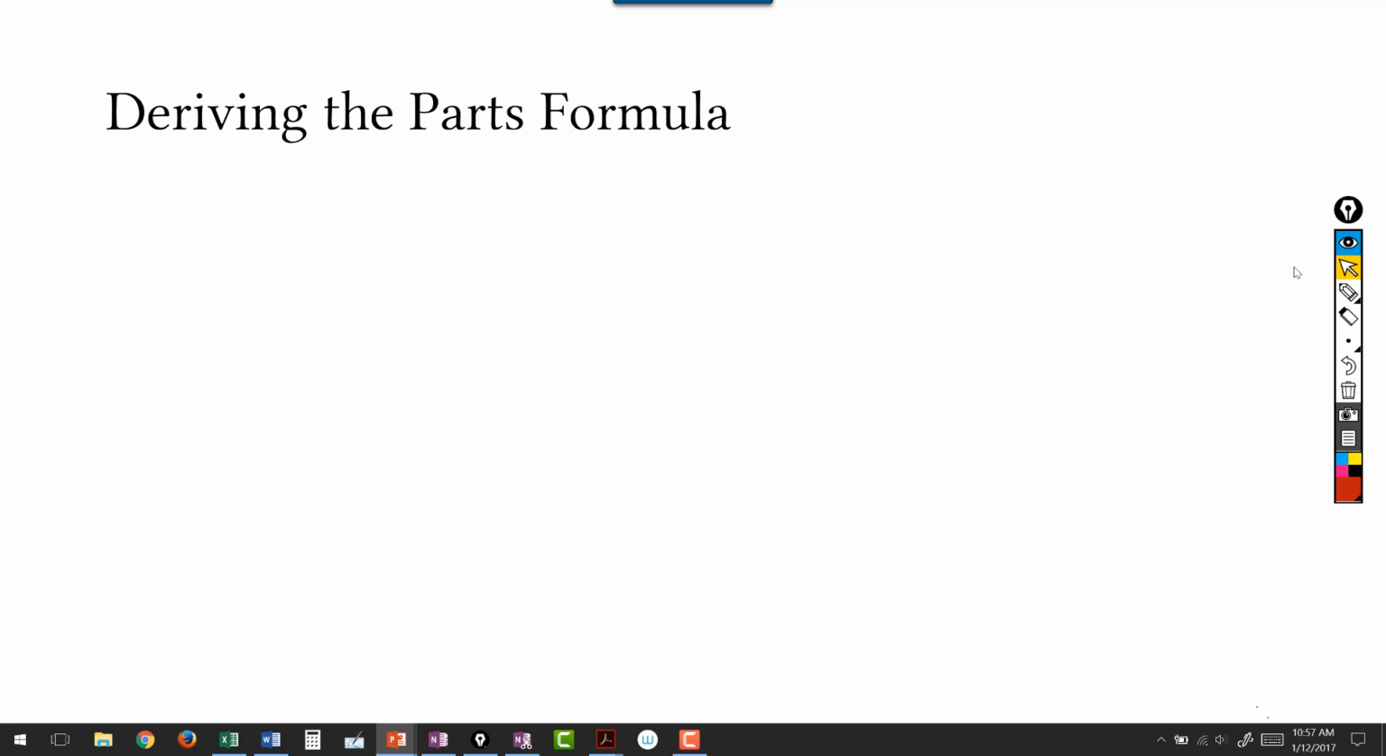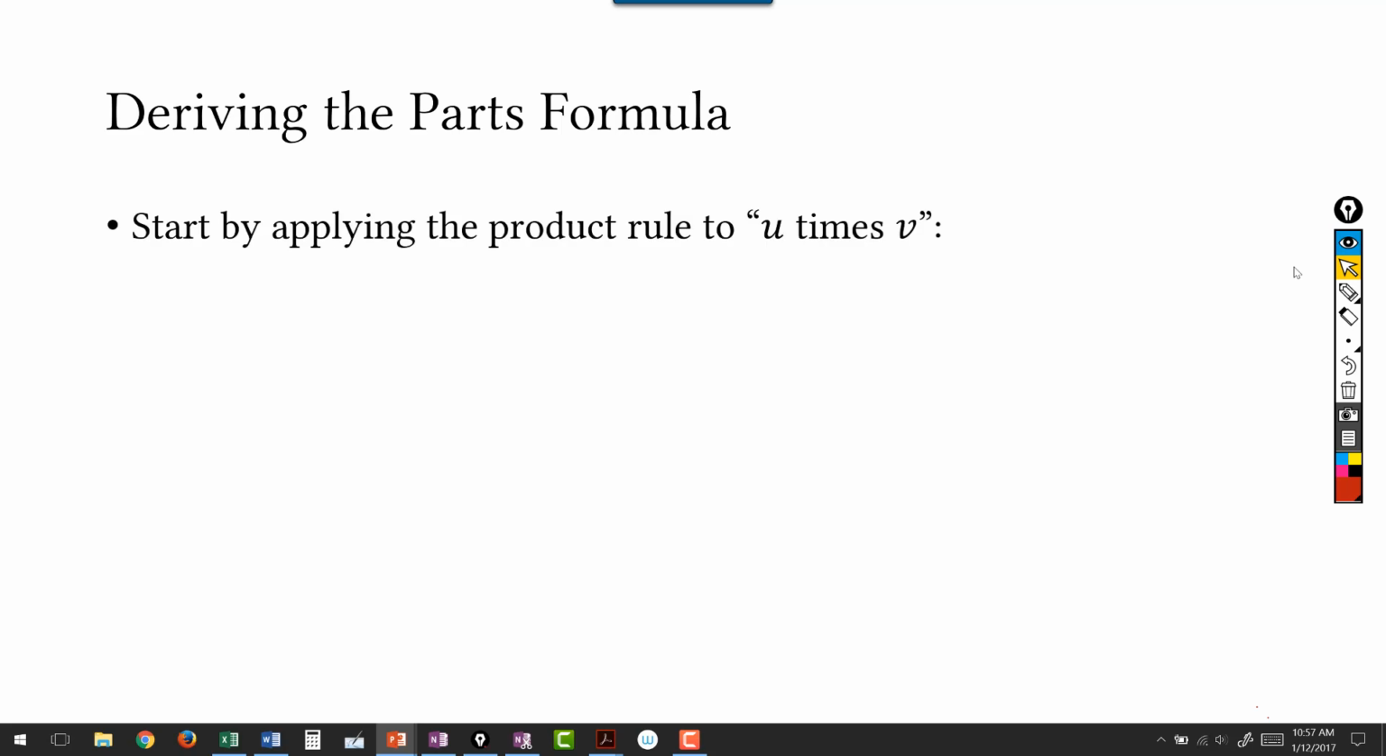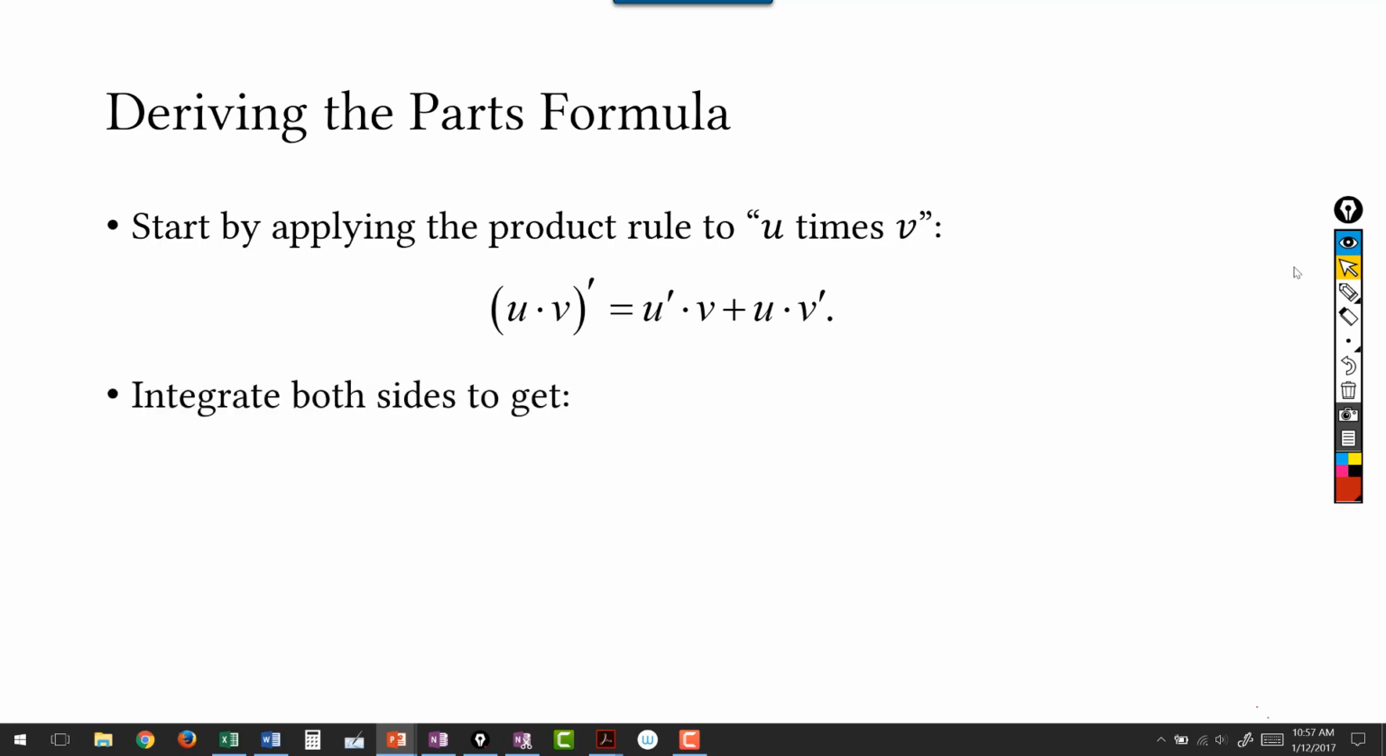So we'll take a couple of moments to derive the parts formula. It's not a long proof, but it is good, I think, to see where the formula comes from. So we start with our previous application of the product rule for derivatives. So here's our derivative of u times v again: u prime v plus u v prime. Starting with that, we're going to integrate both sides. So we end up with integrals on the left and integrals on the right. And we know that those two sides are still equal.